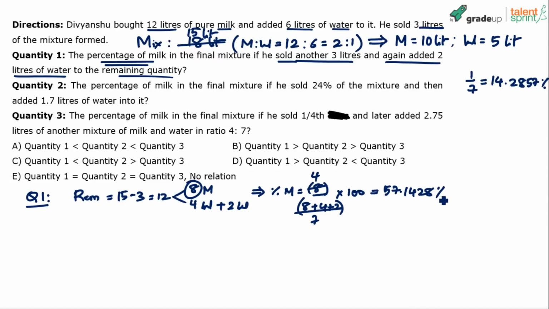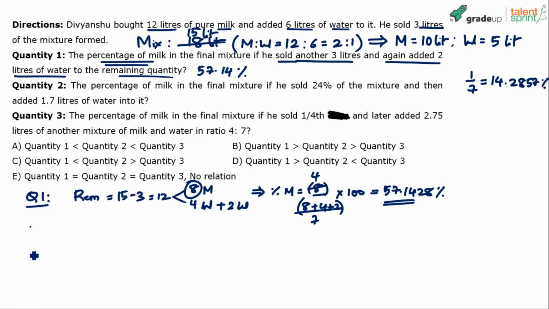57.1428 percentage. There is a technique of how you find 4 by 7 in terms of percentage. How do you convert 4 by 7 into percentage? We have discussed this technique in our videos, TalentSprint's videos. I would suggest you all to go through it to be able to do this calculation without putting pen on paper. So basically, the value of quantity 1 is 57.14 percentage, approximately. The percentage of milk is 57.14.